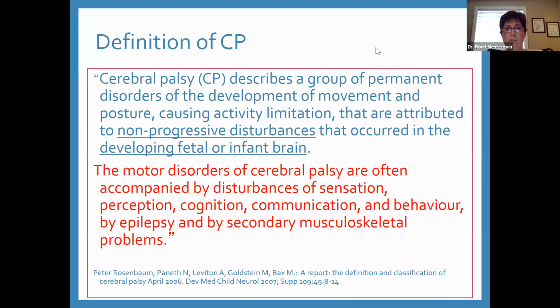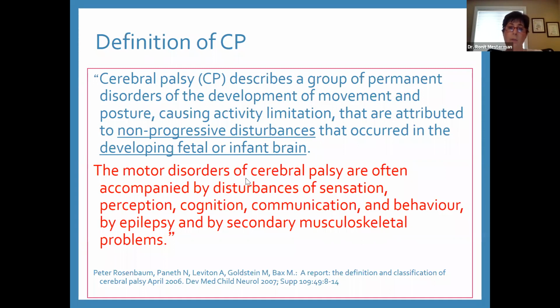I'm sure that most of you are fully aware of the definition of CP, but that's how I like to start every talk, to make sure that we're all on the same base. Cerebral palsy has had many versions of definitions. The last one, in 2006, was led by my esteemed mentor and colleague, Peter Rosenbaum. The first sentence highlights the core definition of CP: a group of permanent disorders of the development of movement and posture, causing activity limitations that are attributed to non-progressive disturbances. I will focus today on the core features with hypertonia.